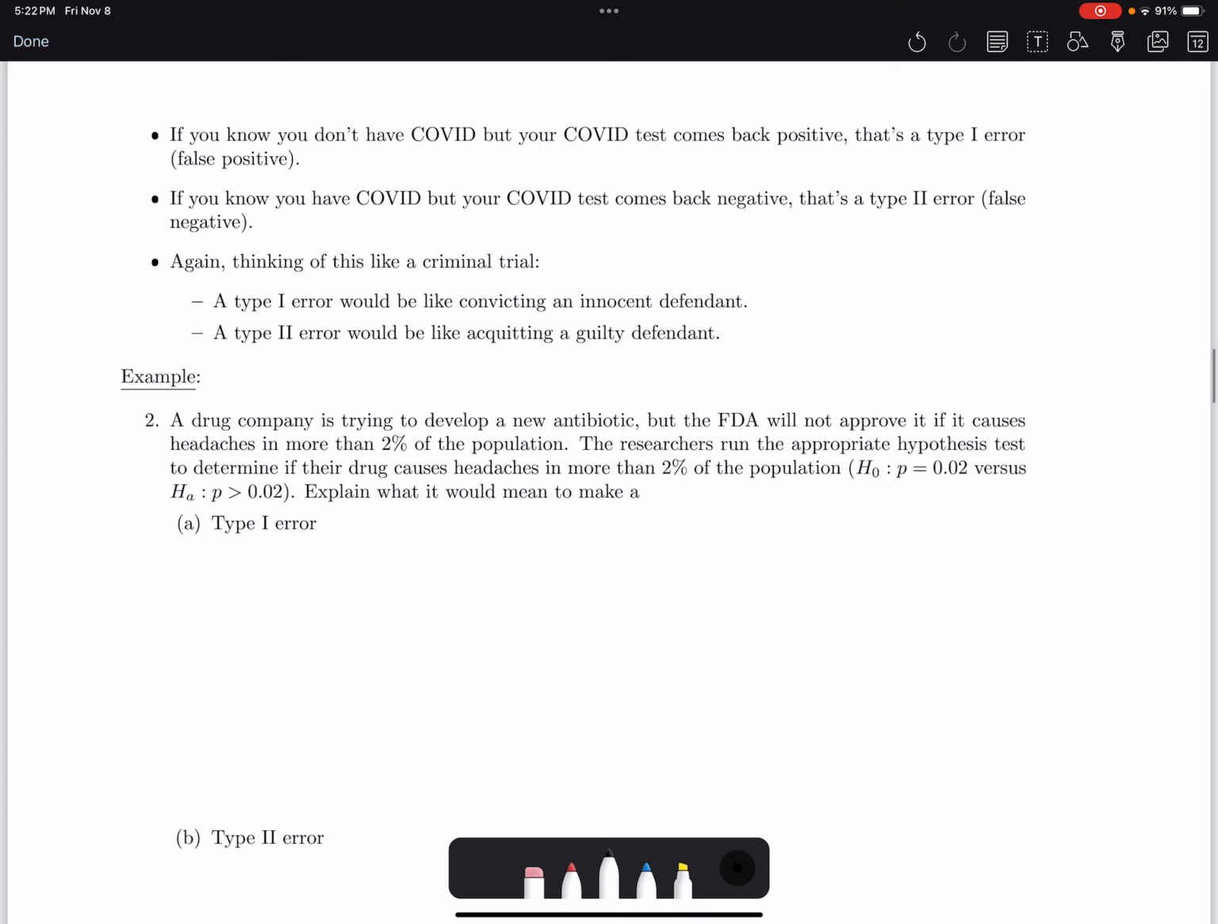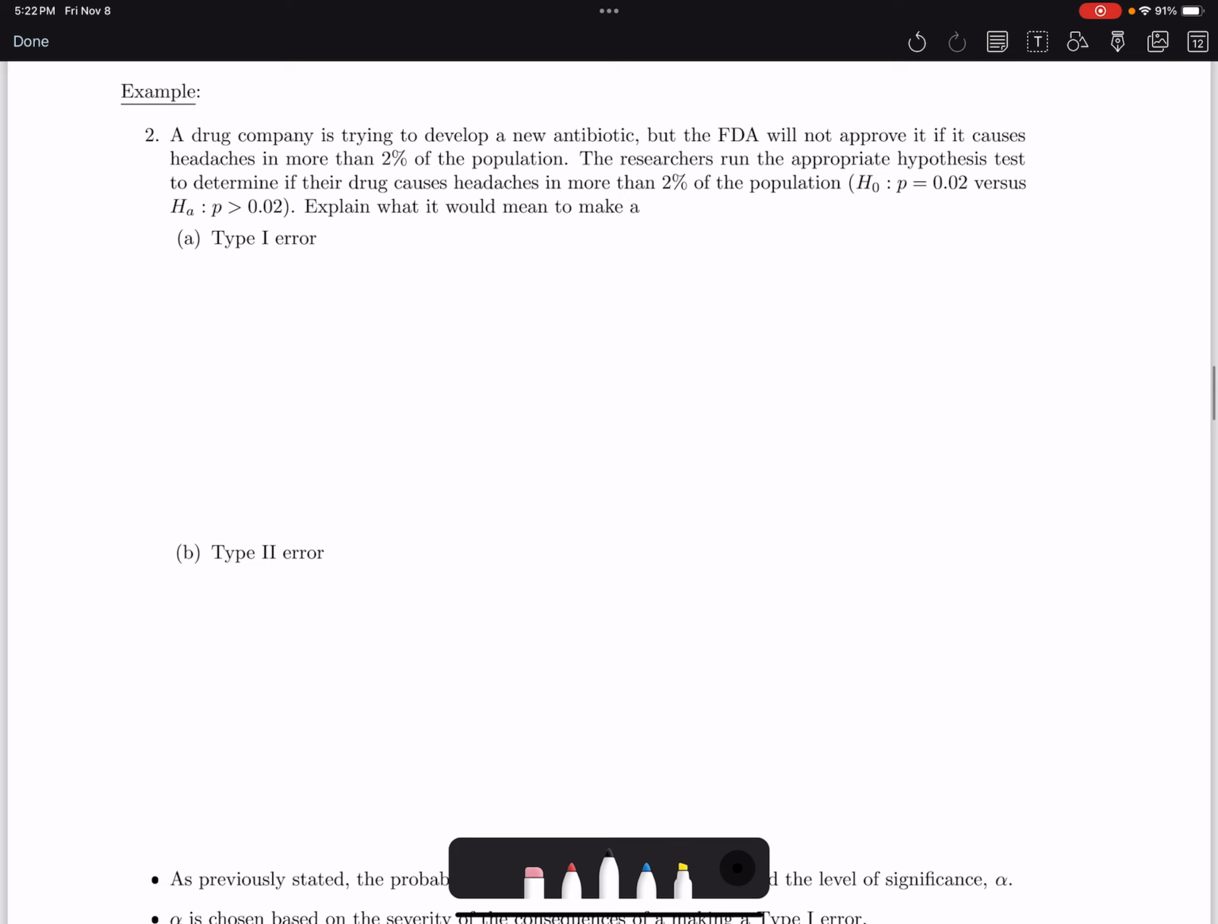Let's practice describing what a type 1 and a type 2 error would be. Number 2 here says, a drug company is trying to develop a new antibiotic, but the FDA will not approve it if it causes headaches in more than 2% of the population. So same kind of scenario that we talked about earlier on in the notes. It says the researchers run the appropriate hypothesis test to determine if their drug causes headaches in more than 2% of the population. And that would be this test. We're asked to explain what it would mean to make a type 1 error and what it would mean to make a type 2 error.